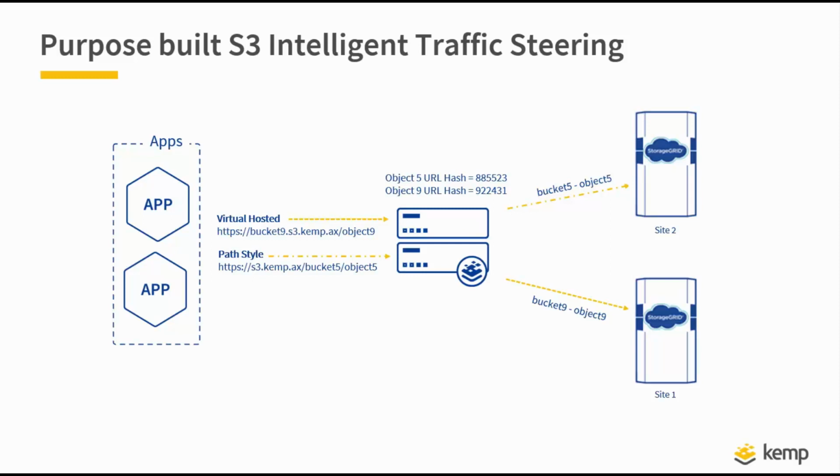For instance, an object named Object9 is written to Site 1. When a read for that same object is requested, it'll be directed to Site 1 based on that URL hash. This scheduling method will operate whether virtual hosted or path style addressing is being used in the environment. Now, in the event the site in which the traffic is destined for is offline, traffic will then be directed to another site.